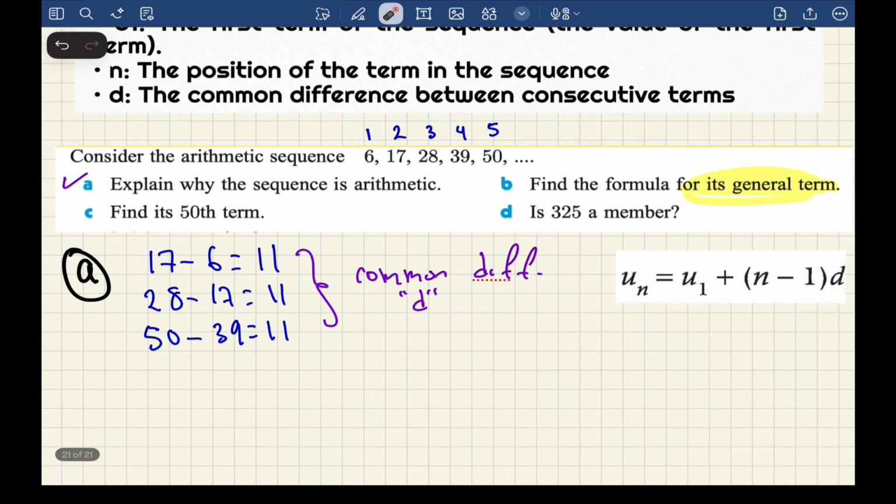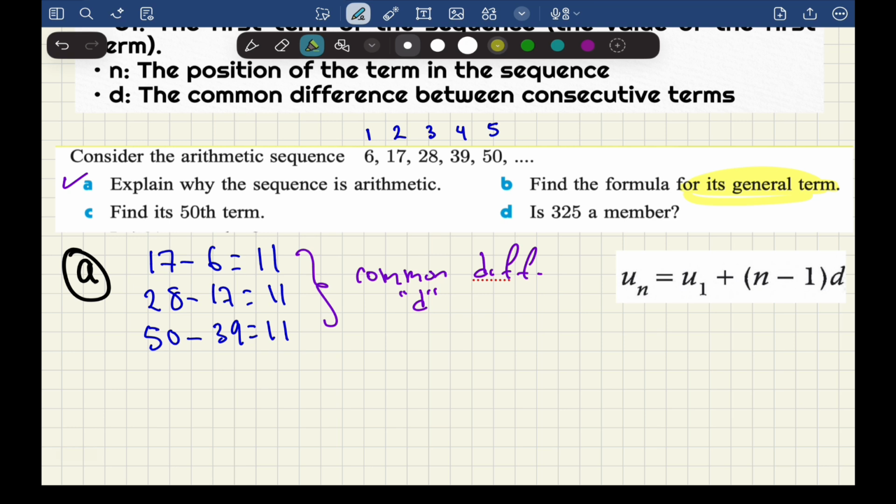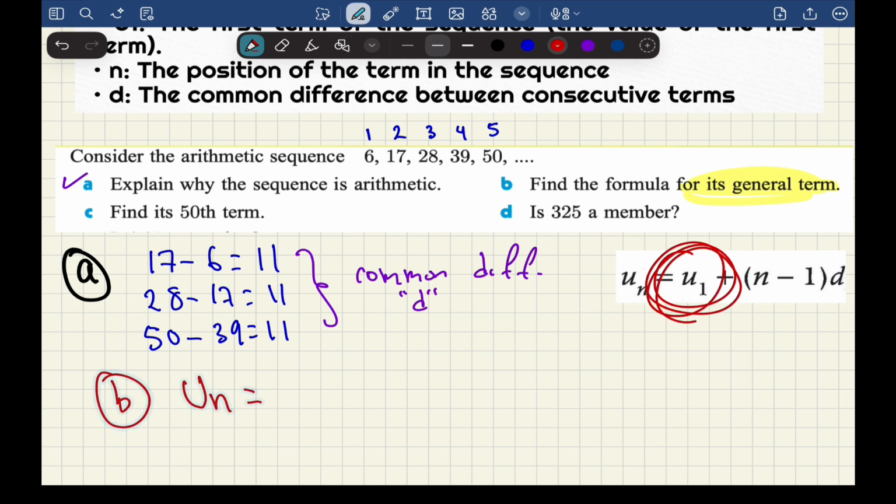Okay, so pay attention. When we have B, we are going to use the formula, the number using the position n. When we have a general term, you must think about the position n. N is any position, whatever you want. So first, u1, remember, u1 is the first number of the sequence.